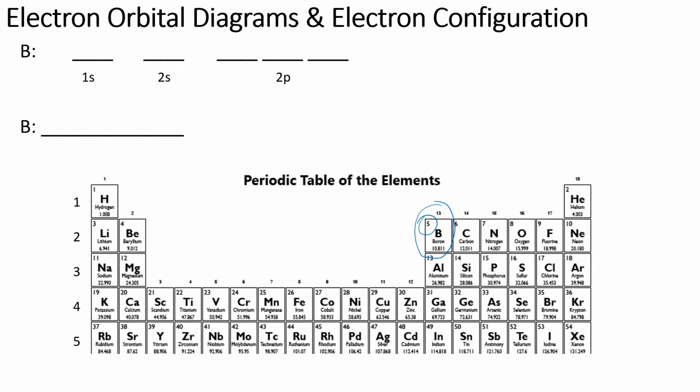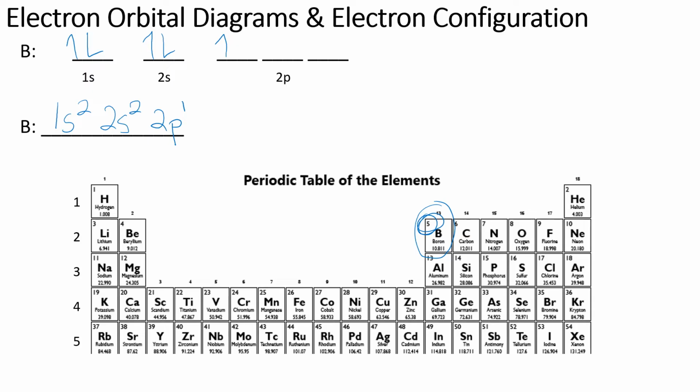So I'm going to start with my 1s and do my 2 electrons there. I'm going to go to my 2s, my 3rd electron, my 4th electron, pairs it up. Now I'm in the p orbital, and I'm going to fill in my 1 electron there. So that gives me 5 electrons total. So to translate this into its electron configuration, we're going to say 1s2, 2s2, 2p1. And again, the exponents add up to 5, which is our number of electrons in boron.